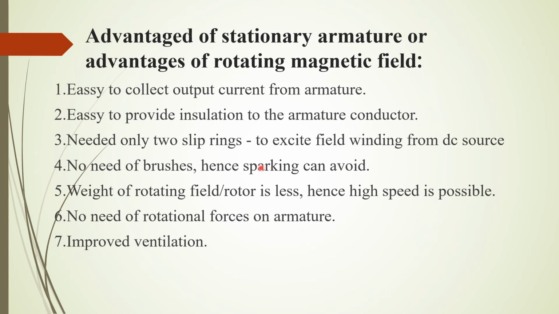And the third point is that we need only 2 slip rings. We know that in alternators there is no need for any slip rings to collect the current from the armature. But we need at least 2 slip rings. Why? Because these 2 slip rings are needed to excite the field windings from the DC source. So the number of slip rings can be reduced in this case.